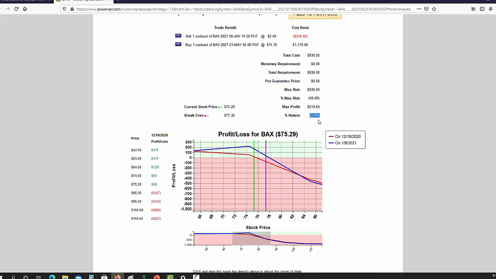That return is based on the theoretical value of the long option using the Black-Scholes pricing model if the stock is trading at any of these prices at expiration. But if the stock's trading right at 74.50 on or around January 8th expiration, this profit of 219 is based on the theoretical value of our long option. The short option would essentially expire worthless. We could sell to close the long and make that double-digit return.